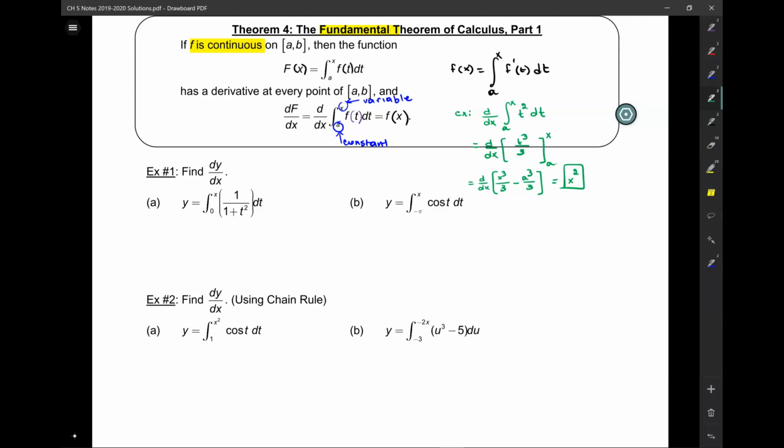Because this was the integral. Now I need to take a derivative of this. Wait, how'd you get a? Because it's x and a, so you need both. Okay. And then derivative of this is this.